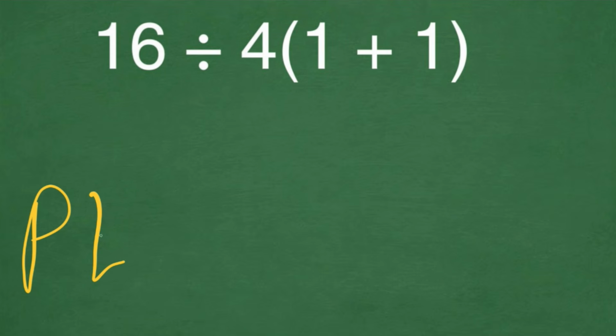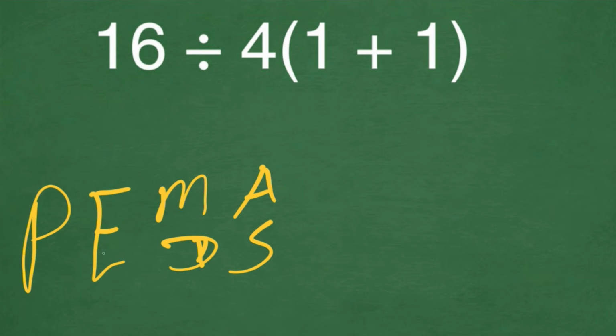So here is the rule. According to this rule, the first thing we need to solve is parentheses, then exponents, then multiplication and division, and then addition and subtraction.